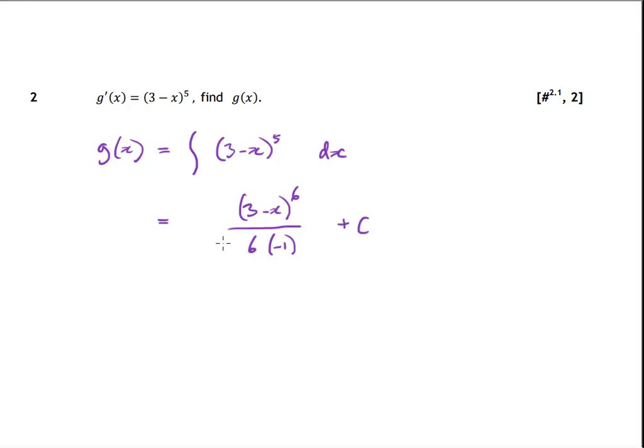Again, this thing isn't quite fully simplified yet. It becomes minus (3 take x) to the 6, all divided by 6, plus the constant. And that's the end of the road for that one.